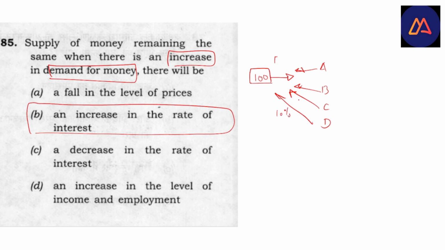So this person says I will borrow for more, so 12%. So I'll borrow for more, 14%. So 16%. So highest bidder. So that is the logic. Very simple logic. So B is the answer.